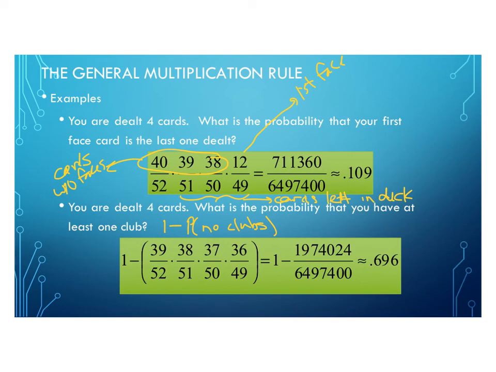So at least 1 club means 1, 2, 3, or 4 clubs. I don't want to go through the effort of finding all the possible combinations. So we're just going to subtract it from 1 minus no clubs. These numerators represent cards that are not clubs, and the denominator represents cards without replacement. And you do get an answer of about 70%.